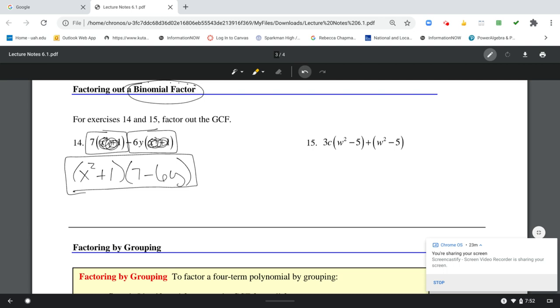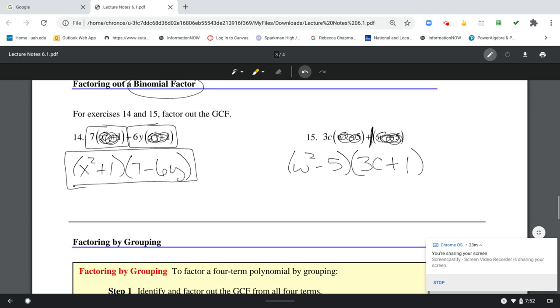In number 13, the common group is w squared minus 5. So when I remove those, I'm not canceling them, I'm removing them. I get 3c with a plus 1. Now, you do not physically see the 1, but it is understood to be there. If you have two groups, you have to put two terms back, even if one of those terms just so happens to be a 1. And that's one of the harder parts for students to grasp when they're doing factor by grouping.